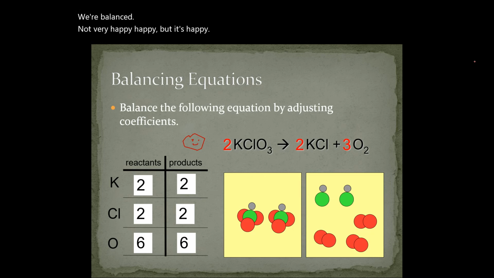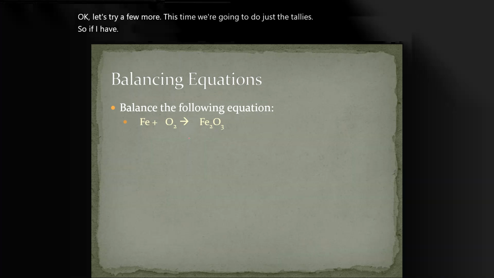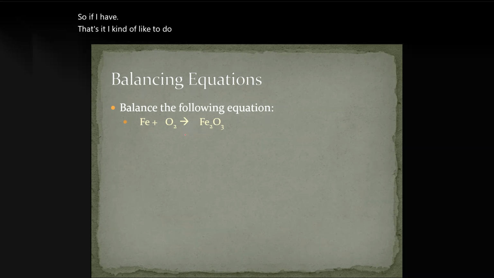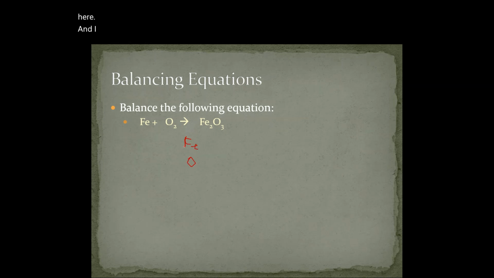Okay, let's try a few more. This time we're going to do just the tallies. I'd like to put the tally in the middle. So I've got irons here, and I've got oxygens. On the reaction side, I have 1 iron and 2 oxygens. And on the product side, I have 2 irons and 3 oxygens.